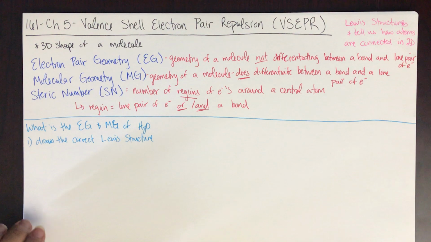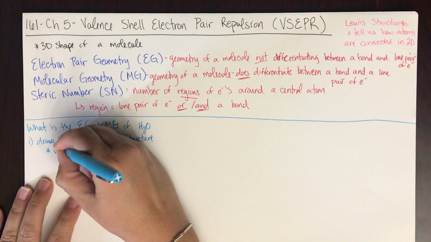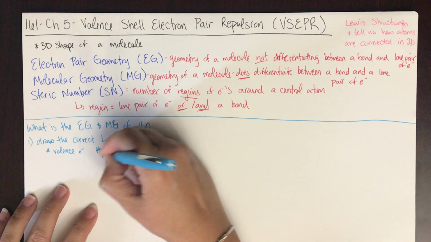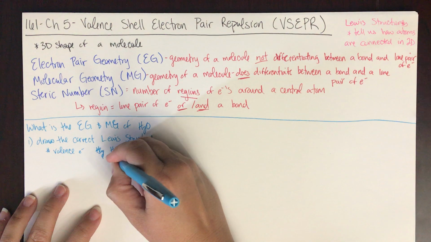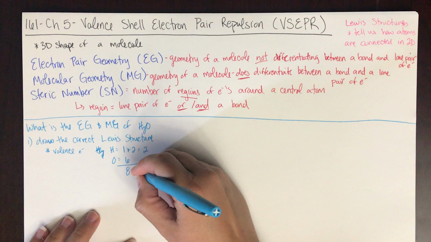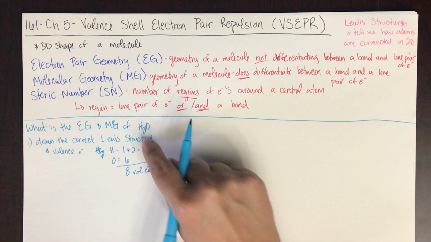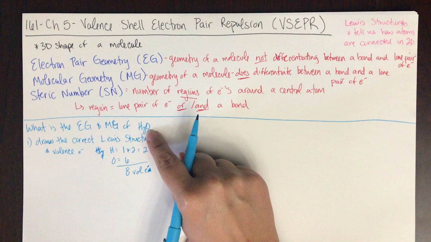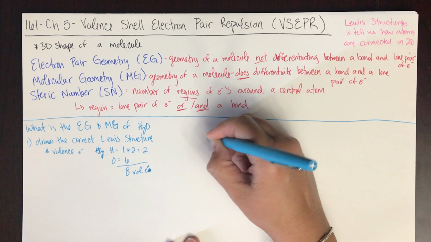Exactly the same way that we did before, to draw the correct Lewis structure, we need to see the total number of valence electrons for H2O. So H has one valence electron, and I have 2 of them, so that equals 2. Oxygen has 6 valence electrons. 2 plus 6 is 8. So I have 8 valence electrons. So I'm going to put the element with the highest bonding capacity in the middle, which is oxygen. Put oxygen in the middle. I'm going to put a hydrogen on each side.